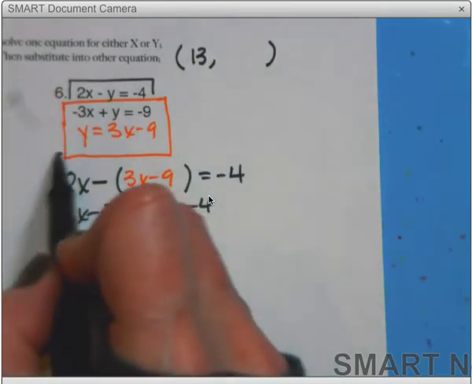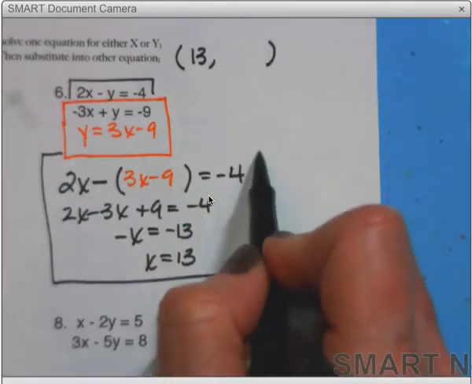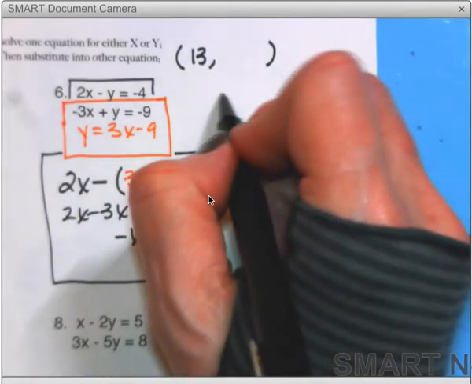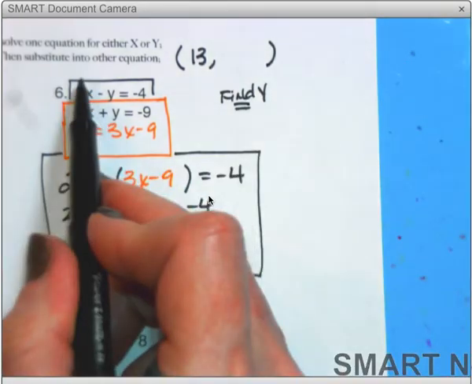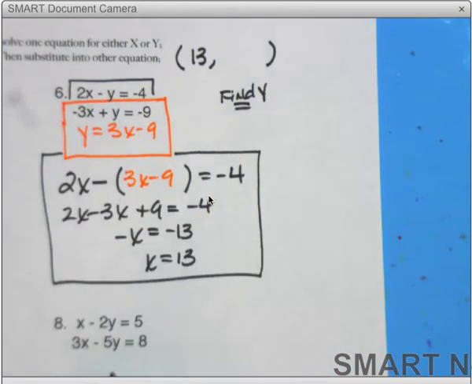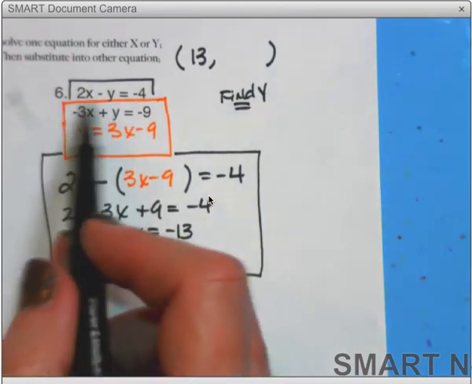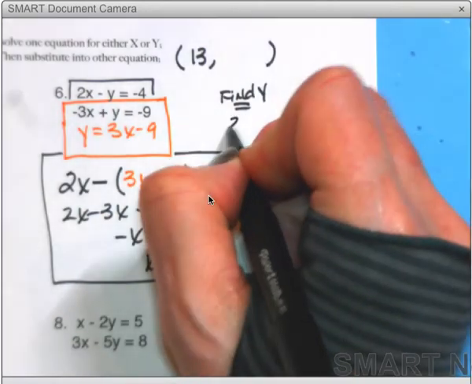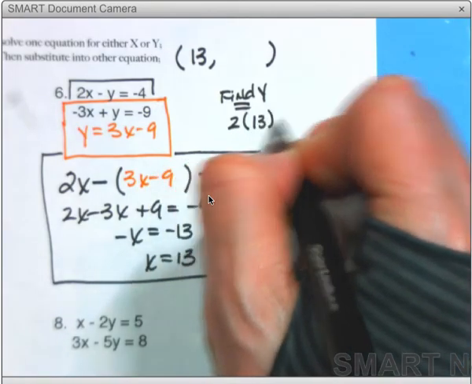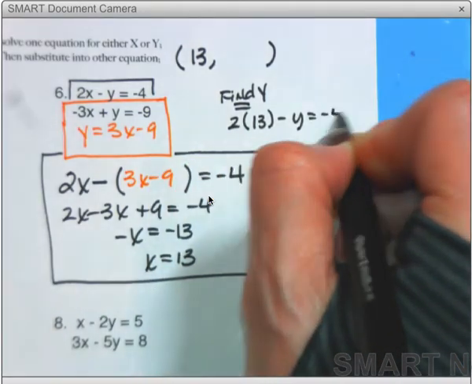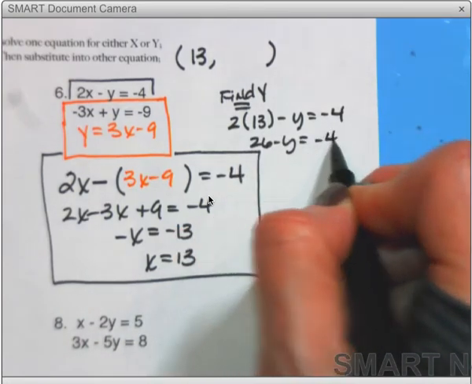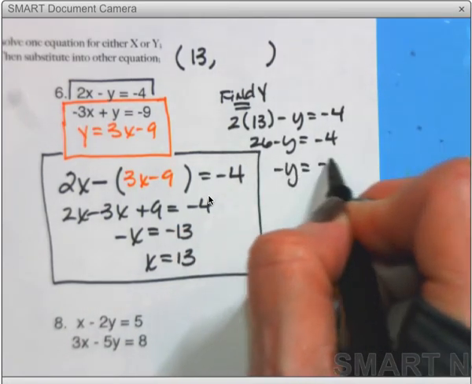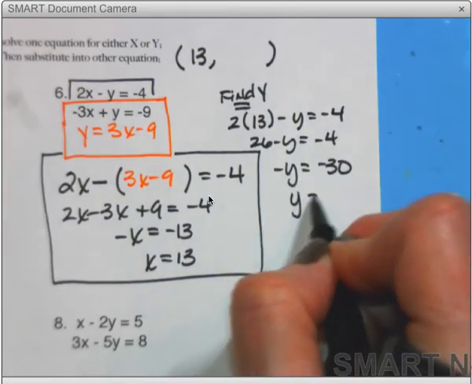My job now is to find the value of y. So here I'm finding x. So now my job is to find y. So I go back to either original equation, it doesn't matter which one I use, and I'll just go ahead and use the first equation. So if I let x become 13, it's going to be 26 minus y equals -4. Therefore, -y equals -30, which means positive y equals +30.